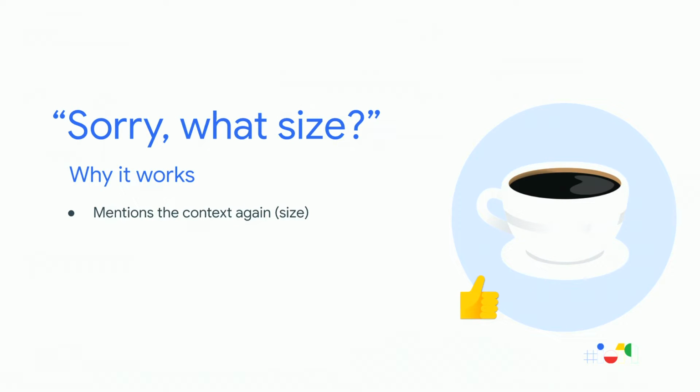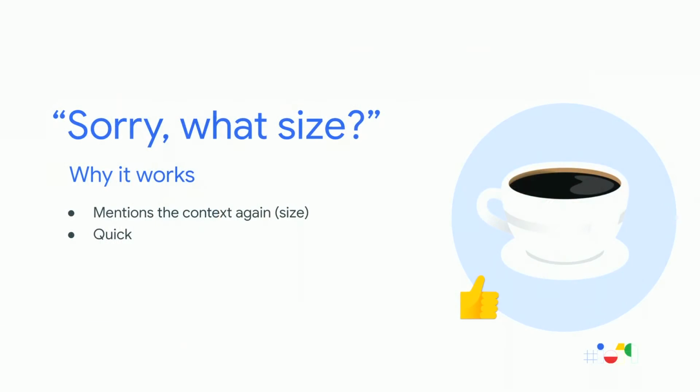Let's break down why this specific prompt was so effective. The number one key is that it mentions the context again. In this case, that was the size. By mentioning the size again, it's kind of reiterating what the key piece of info is that it needs and kind of focuses on that. It also sounds like it's making the conversation with the user on the spot. So for example, you could also try this with a generic prompt like, what was that? But then you risk things like the user maybe repeating something that they had said already. Here, by emphasizing the size, we're making sure they stick to providing that piece of info.